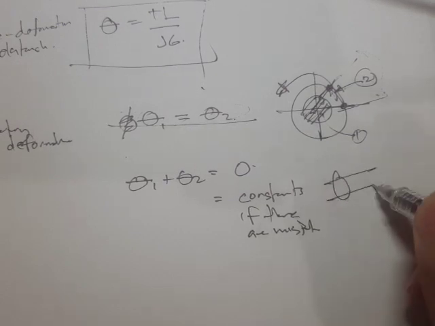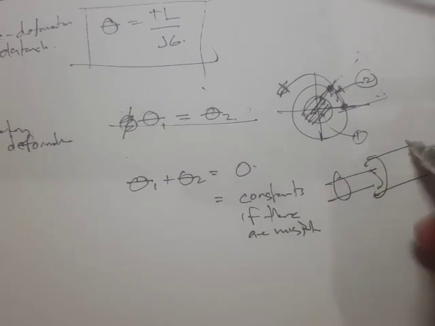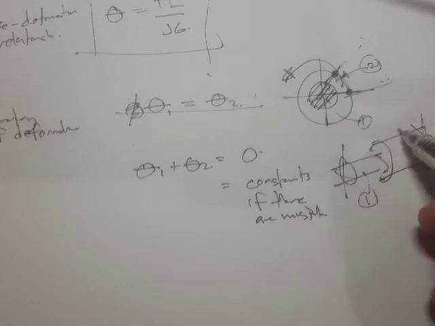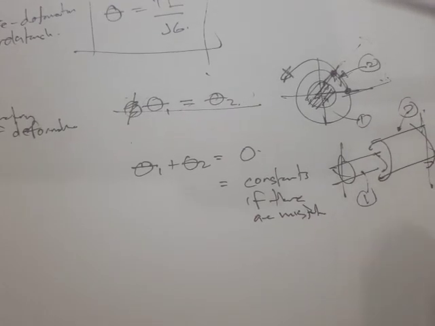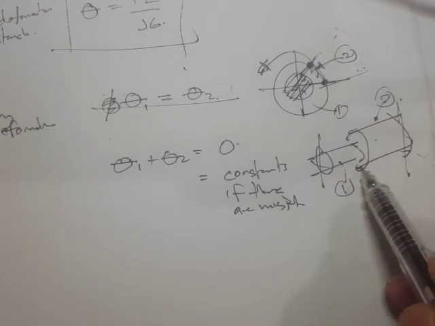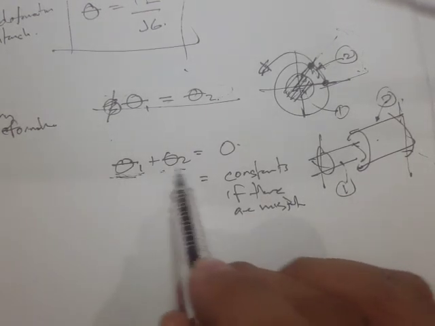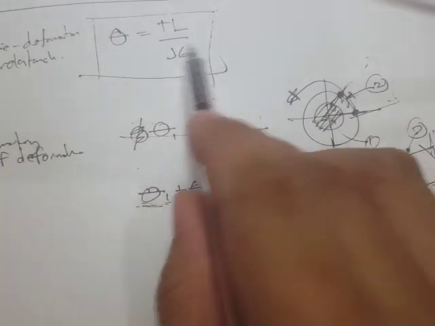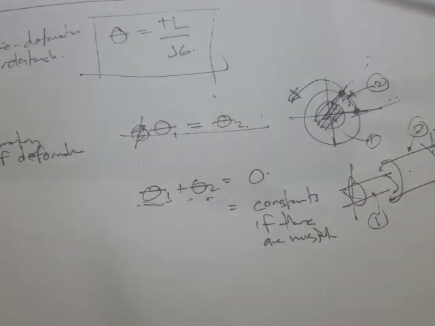So what that means is something like this, right? We have one material right here and then another material right here. They are connected, but there's going to be a difference in the deformation. Why? It's simply because there's going to be a difference in the modulus of rigidity.